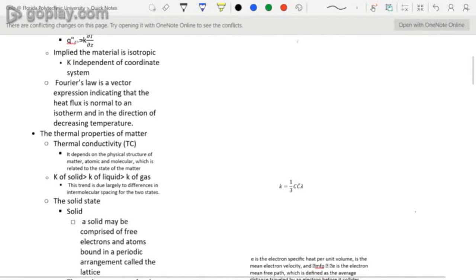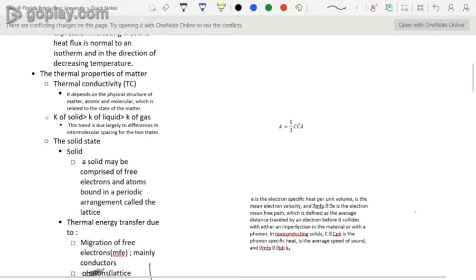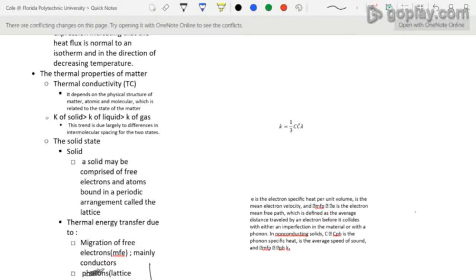And so, for example, the solid state, the solid, can be comprised of free electrons and atoms bound in a periodic arrangement called a lattice. And this is a material science discussion right here. So you can have BCC or FCC, which is body-centered cubic. And so it's just a different way of classifying the arrangement of the atoms in a lattice.